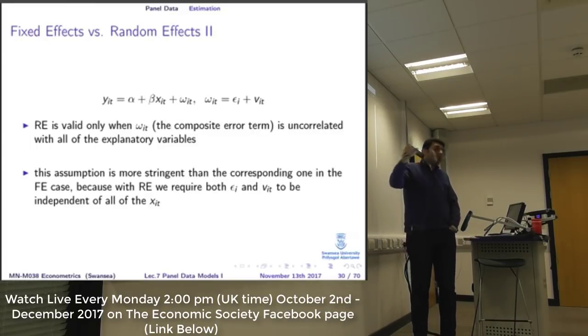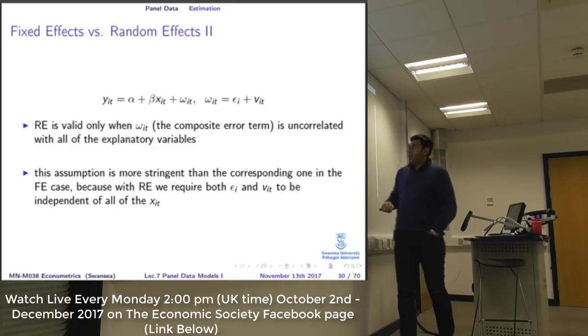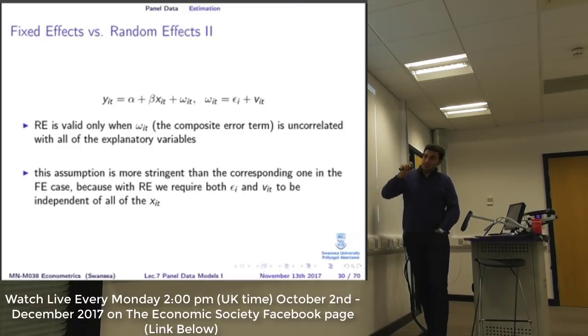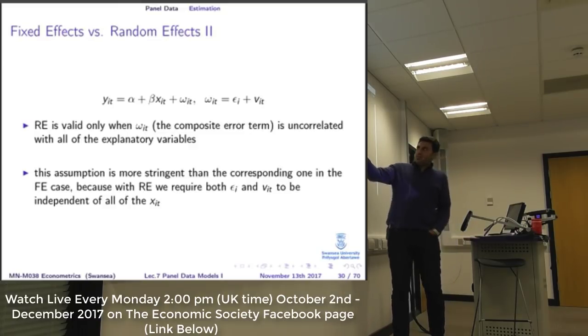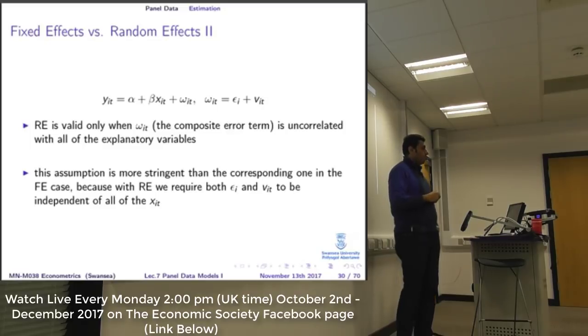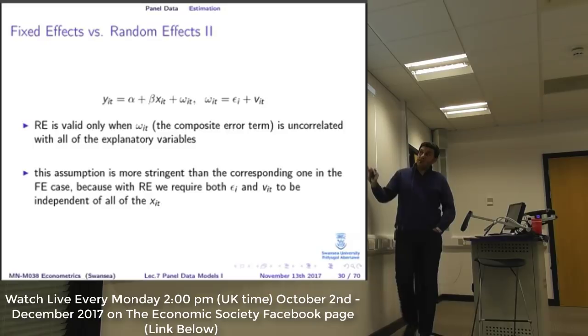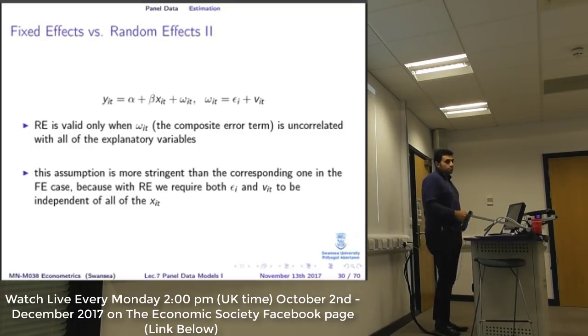Because we explained that the random effect model is valid only when this omega, which is the composite error term, is uncorrelated with all the explanatory variables. This is a very stringent assumption, because it requires that neither of these two components is correlated with the regressors, the explanatory variables. So if any of these components is correlated with the explanatory variables, then the random effect model will not be the preferred one.